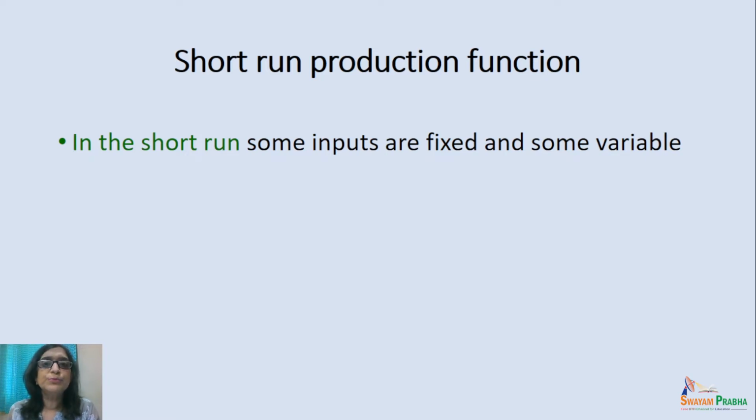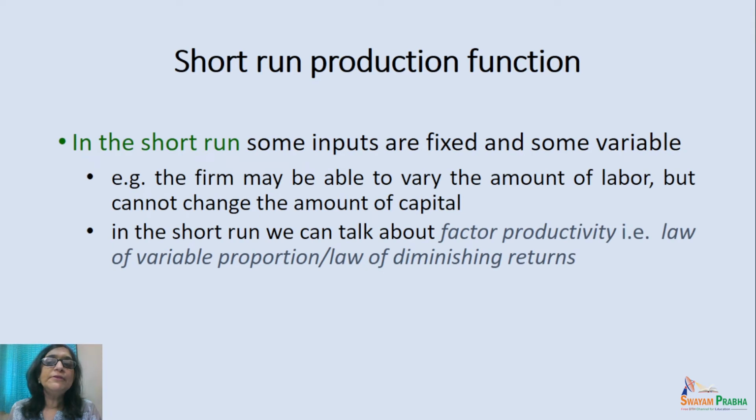Those factor inputs whose quantity can be changed by the producer. For example, we have just said the firm may be able to vary the amount of labor, but it may not be able to change the amount of capital. So in this situation, learner, which is the fixed input? The fixed input will be capital. Why? Because it is not changing. And what is the variable input? It is the labor. Right?